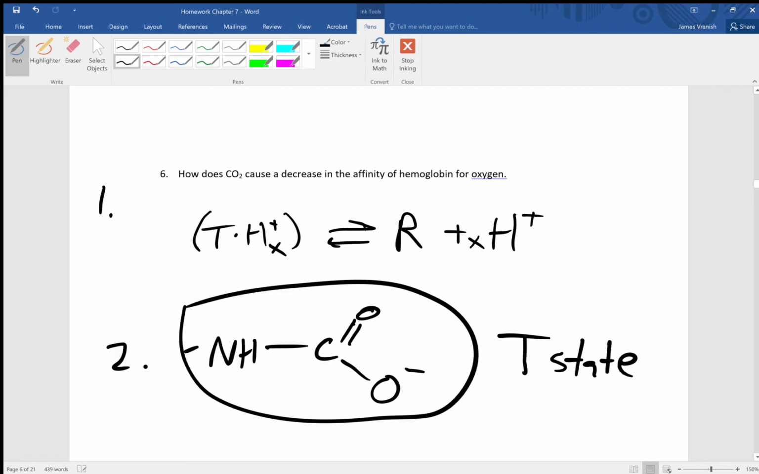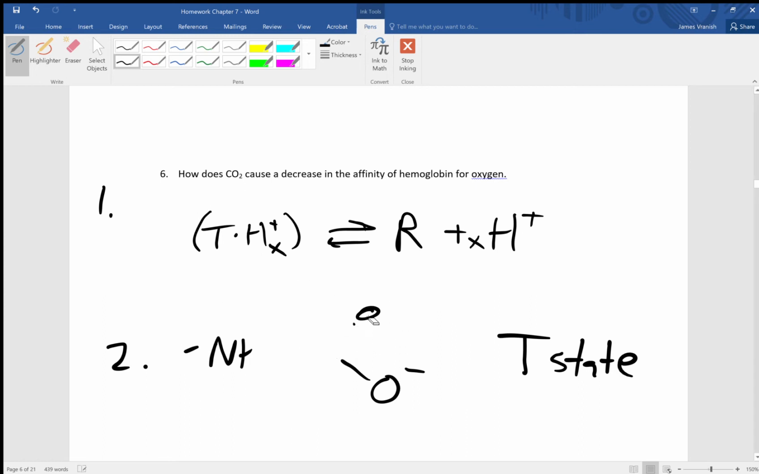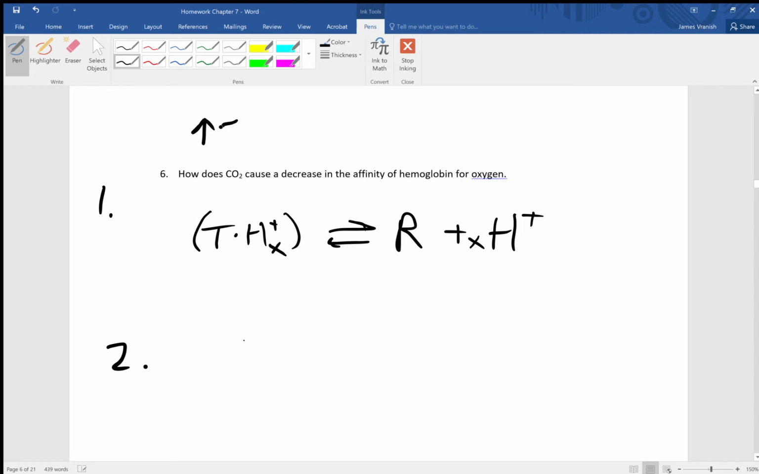So one way in which CO2 causes a decrease in the affinity of hemoglobin for oxygen is by carboxylating the N-terminus of the protein, which causes conformational changes that lock the protein into the T state. The other way is kind of a precursor to number 1: increases in CO2 concentration lead to decreases in pH. We talked about how CO2 reacts with water to form carbonic acid. So high levels of CO2 equal more acid, which equals lower pH.